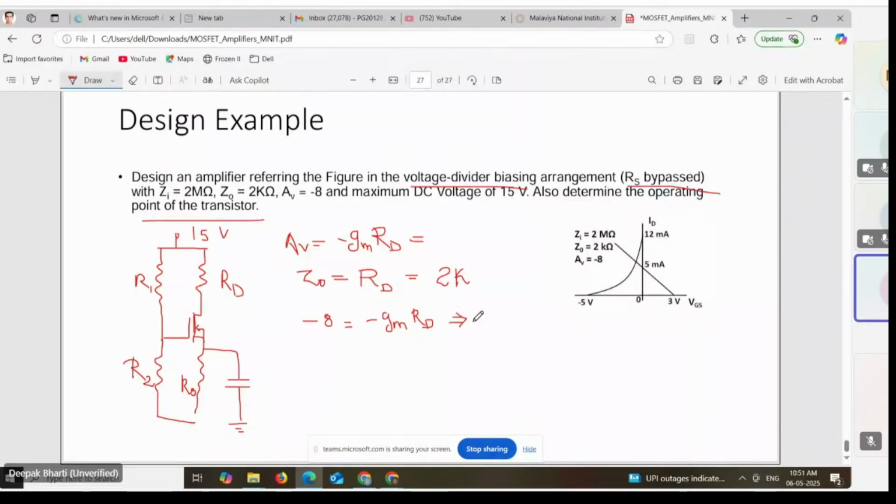So what will be the GM? GM will come out to be 4 millisieverts. So we have determined the GM RD.